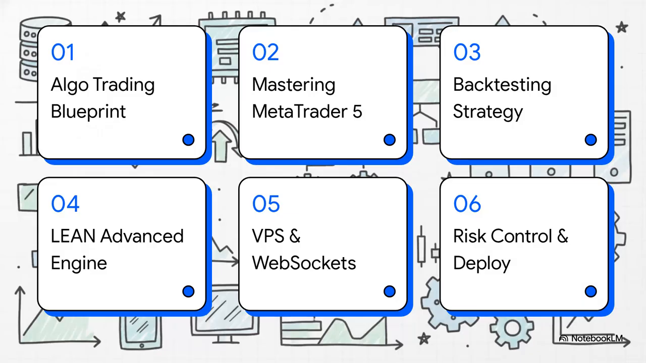Here is our blueprint for today's explainer. First, the Algo trading blueprint. Second, platforms, specifically mastering MetaTrader 5. Third, backtesting your trading strategy. Fourth, advanced engines like QuantConnect Lean. Fifth, infrastructure, covering VPS and WebSockets. And finally, deploying with risk control.